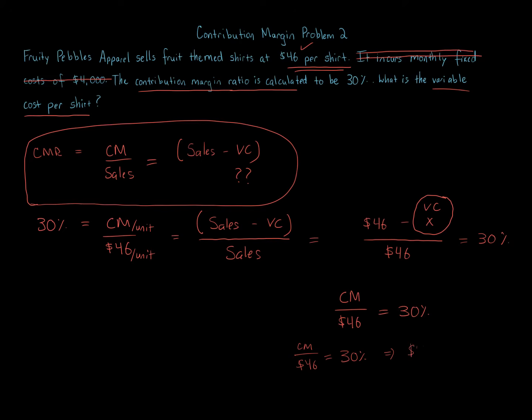So we can take the $46 sales price and multiply that by 30%, and that means contribution margin will equal $13.80. Let me rewrite it to show you. Contribution margin over $46 equals 30%. And we just used our calculation of $46 sales price times 30% to get $13.80. So if we take $13.80 over $46, you will get 30%. Now we're not done. The answer is not $13.80. We're solving for variable costs.